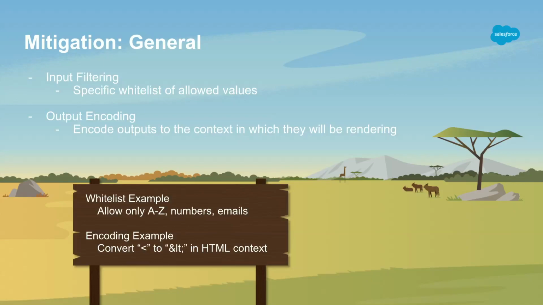And with output encoding, the advantage is you will be able to retain the same input. You're going to store it in the same way. Only in the place where it's getting rendered out, you're encoding it. But the other problem with output encoding is that you have to encode it in every single place. Usually, every single framework does it automatically, including Salesforce, Lightning, Apex, Visualforce.